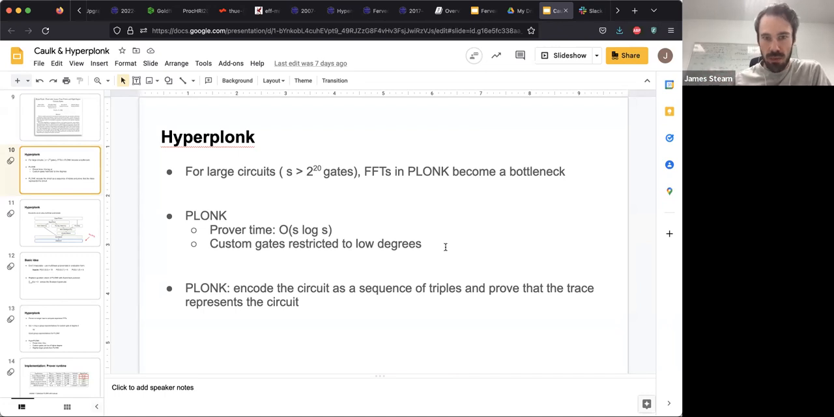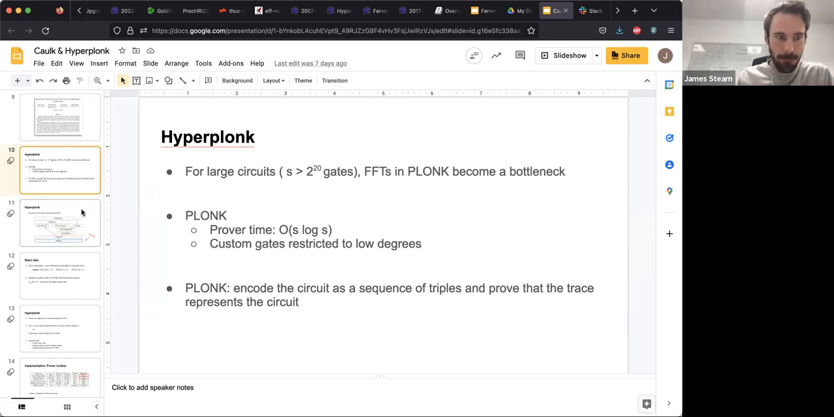Once we reach circuits of a large enough size, performing the fast Fourier transform becomes the bottleneck. So the idea is, rather than defining the circuits over a bunch of polynomials, if we instead define it over the hypercube, we can basically use the same architecture as Plonk, but without having to use fast Fourier transforms, which allows us to get quite a lot of speed up.